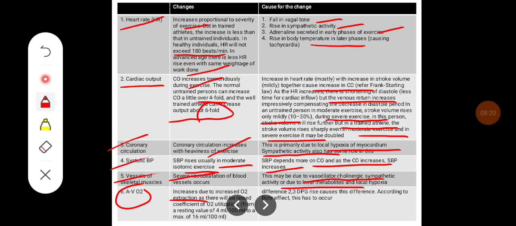utilization from resting value of 4 ml per 100 ml to maximum of 16 ml per 100 ml. And this difference is mainly contributed to by the increase in 2,3-DPG. According to the Bohr effect, this has to occur.